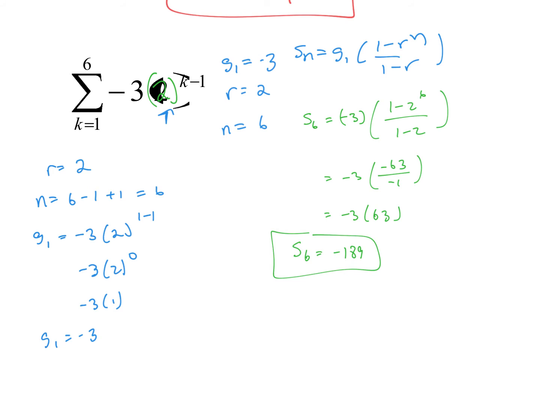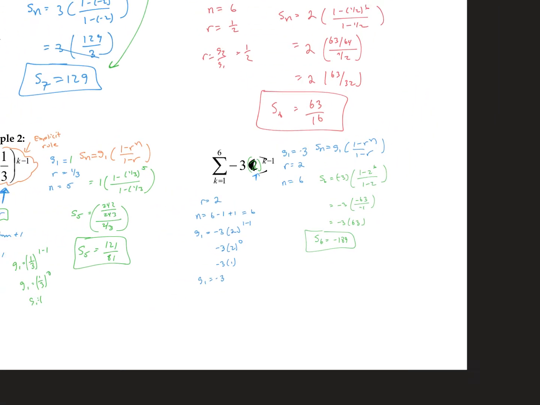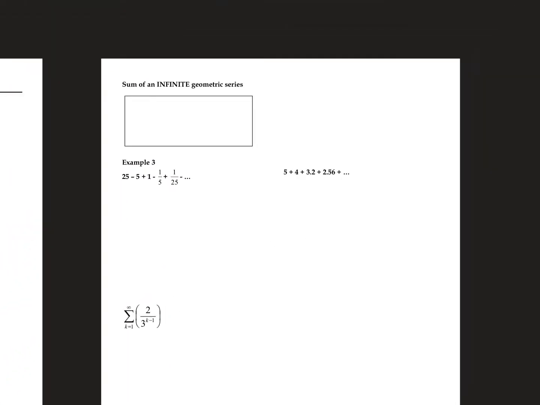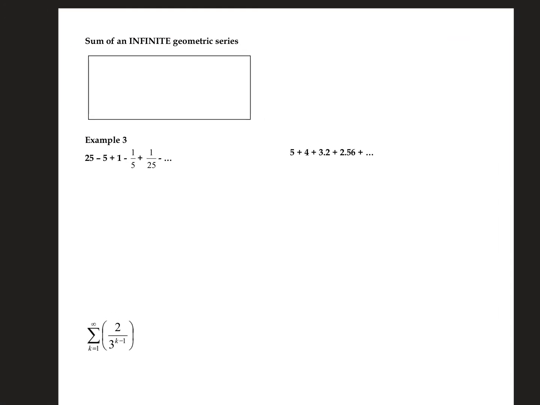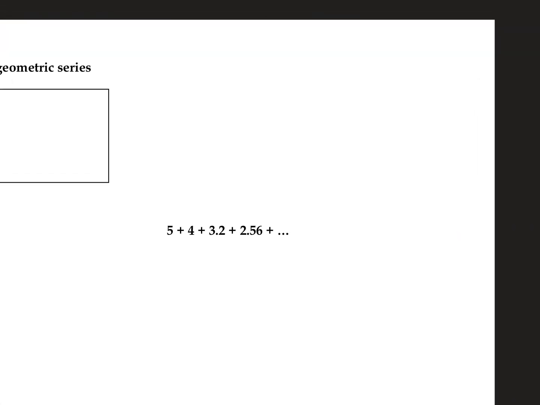So I would once again pause this, work through it a couple of times, make sure you know how to get your g sub 1, your r, and your n, and then use your formula to get your answers. This is the finite side of your geometric series. Now, we're going to go look at our infinite side. So the sum of infinite, we got a little bit more work to do here. So I'm going to come over here and write some things first for you.